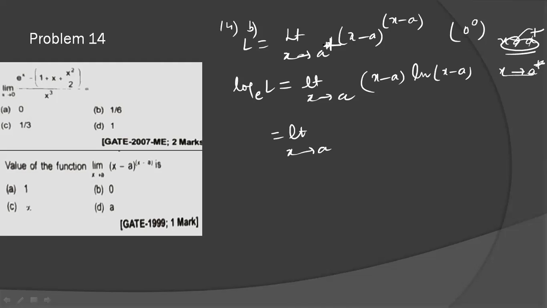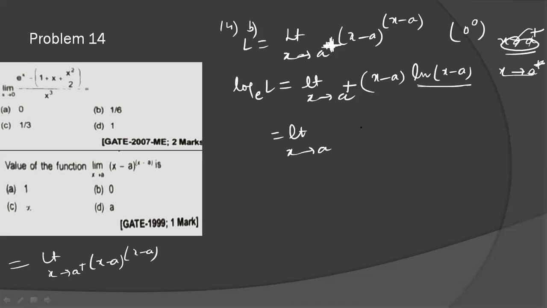We have to make a plus here. It is not given, so we have to make a plus here, because for a minus, when x is less than a, this log function will not be defined. Sometimes it is not given in the question, but it is understood that we are taking a right hand limit because left hand limit will not exist here. So the question should be x tending to a plus, x minus a to the power x minus a.